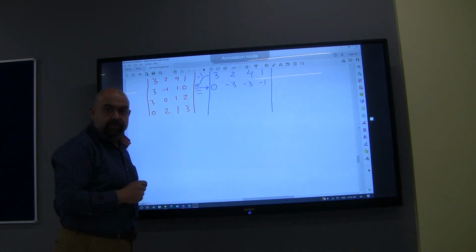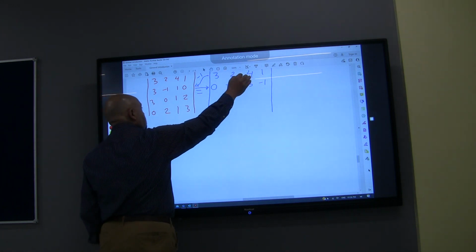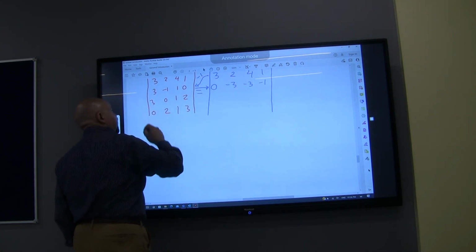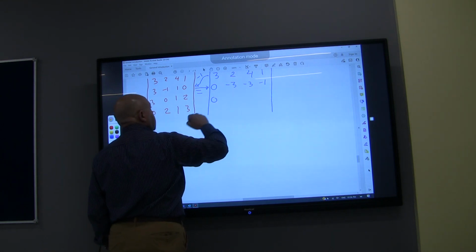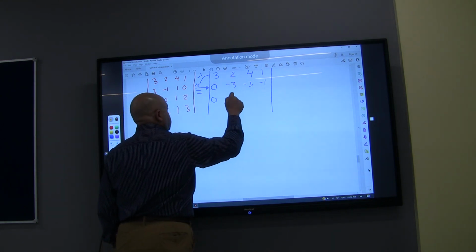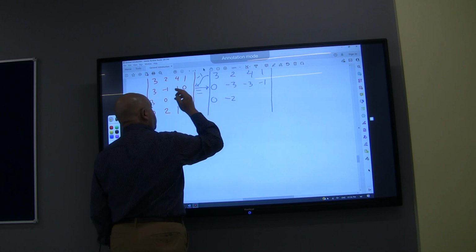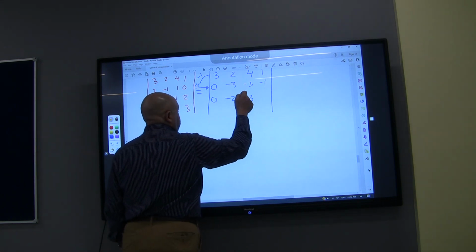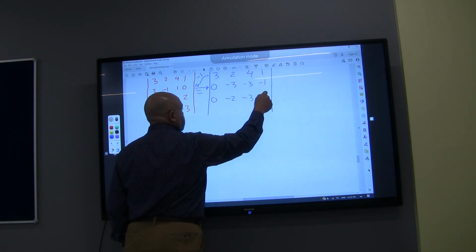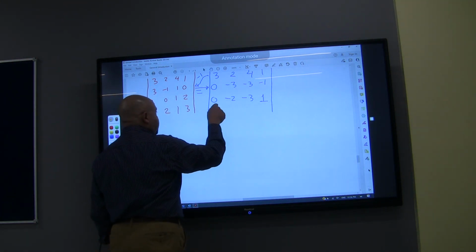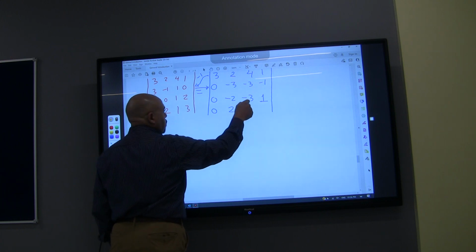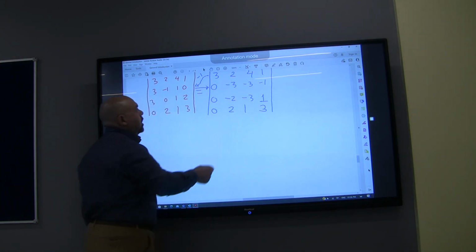In a similar manner, I will take the first row, multiply by negative, and add it to the third one. -3 plus 3 is 0. -2 plus 0 is -2. -4 plus 1 is -3. -1 plus 2 is +1. The last row will be 0, 2, 1, and 3. This is the last row.